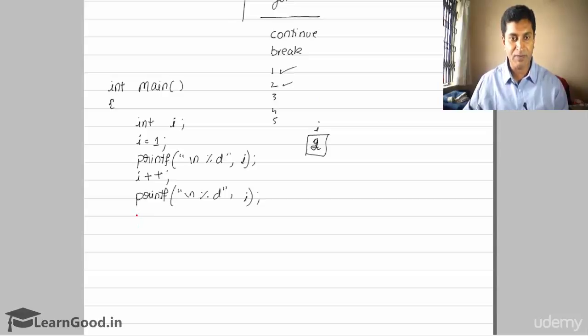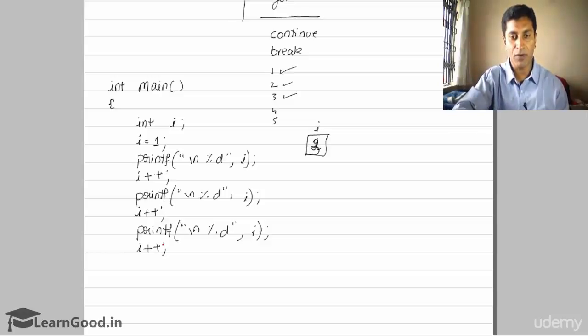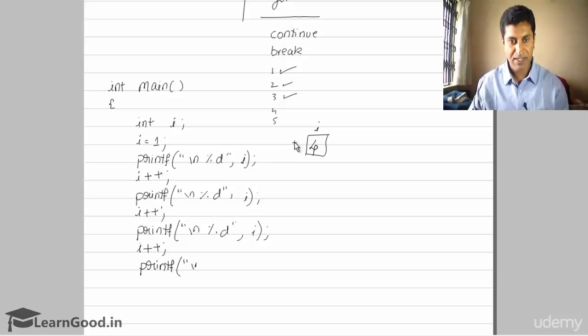Same way, next time I have to display 3, so you increment the I value by 1. So I plus plus, this I variable will now become 3. Then the 3 has to be displayed, so I'll give printf "\n%d" and then I, so the 3 is displayed. Now to display 4, give I plus plus. So this I variable value will become 4, and display that 4 by giving printf "\n%d", then I, so 4 is displayed.